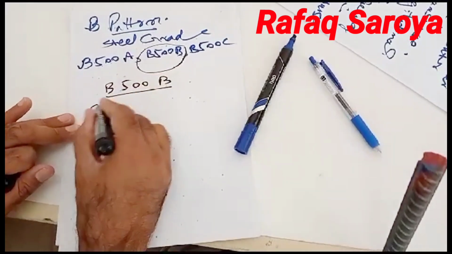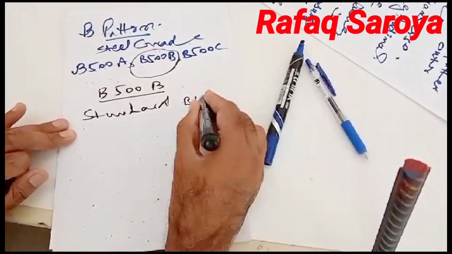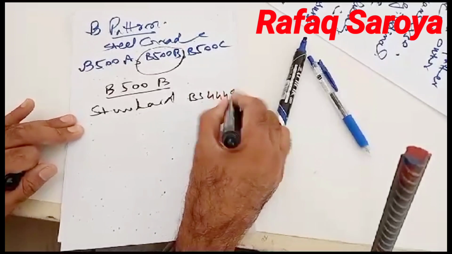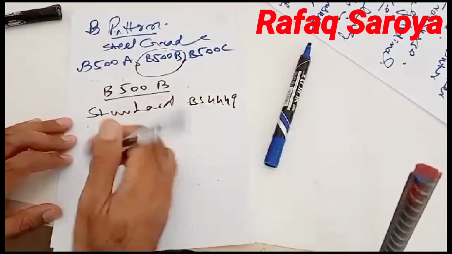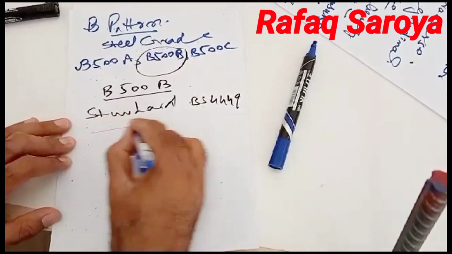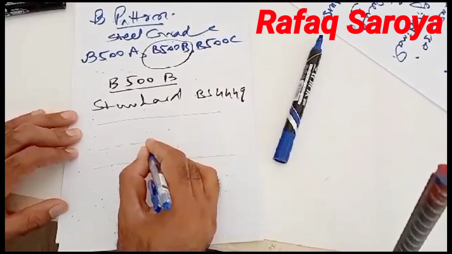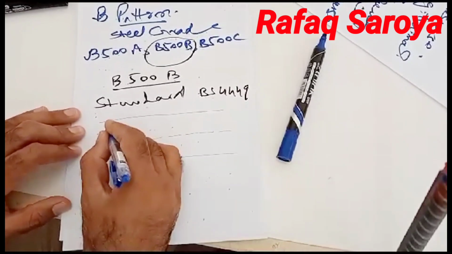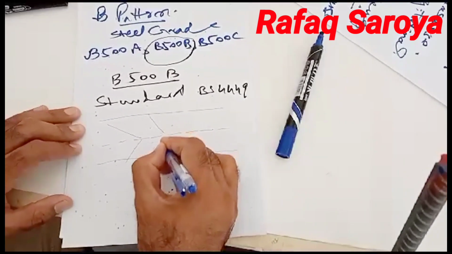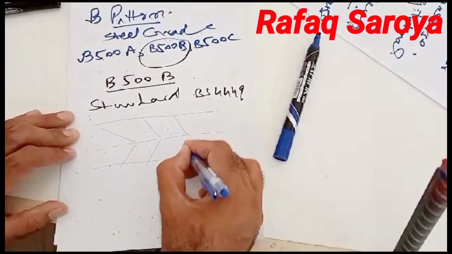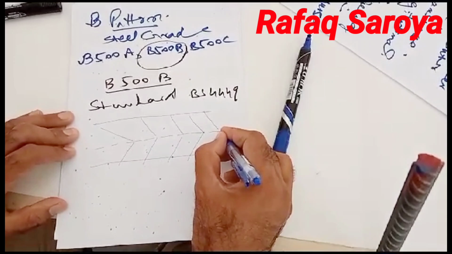As per standard BS 4449, its pattern is like this. Now I will draw its pattern. When you see the pattern like this, then you will clearly understand that this type of steel being used is B500B.